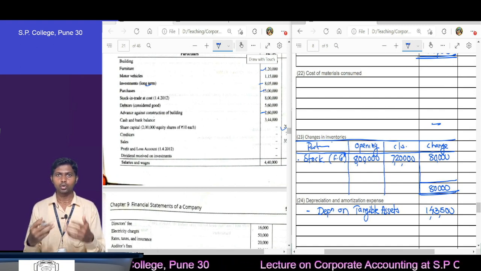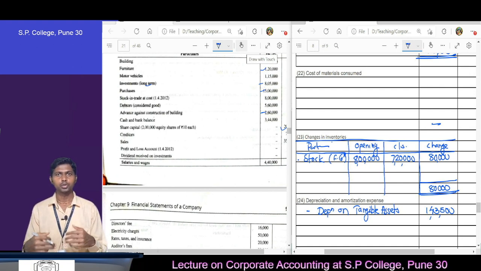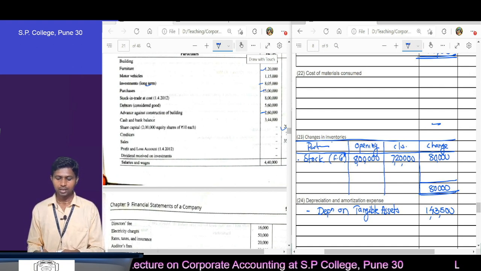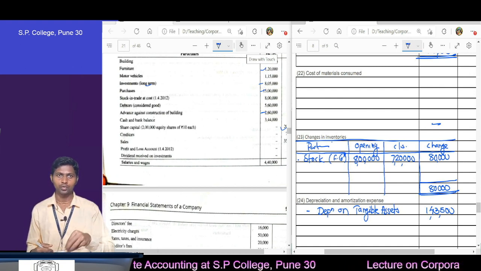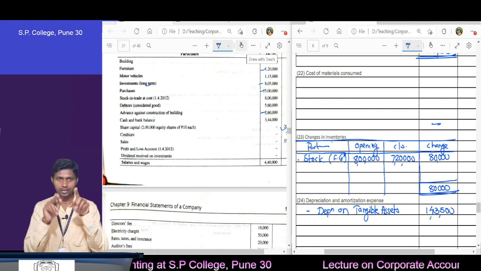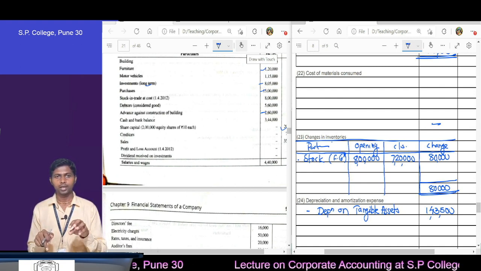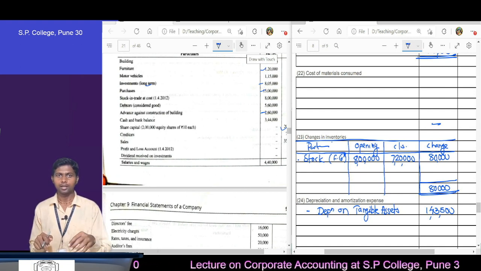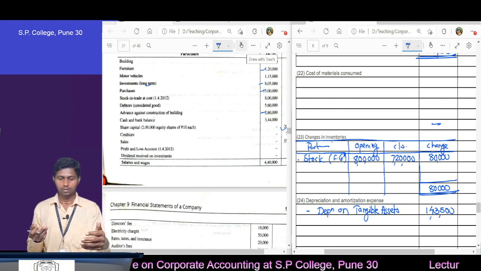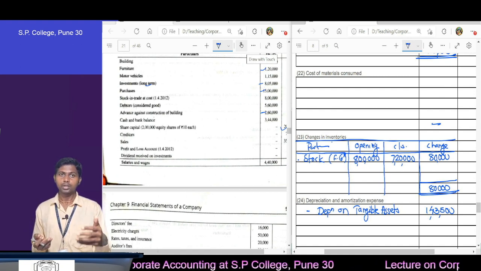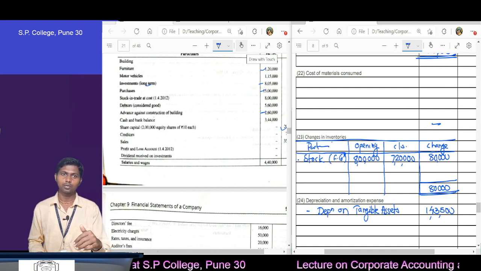If you write more closing stock than opening stock, then that should increase your profit. But in this case, our closing stock is lesser than opening stock. That means that should decrease your profit. How will your profit in a vertical format decrease? In a vertical format, if you increase the expenses, then your profit decreases, and if you decrease the expenses, your profit increases.